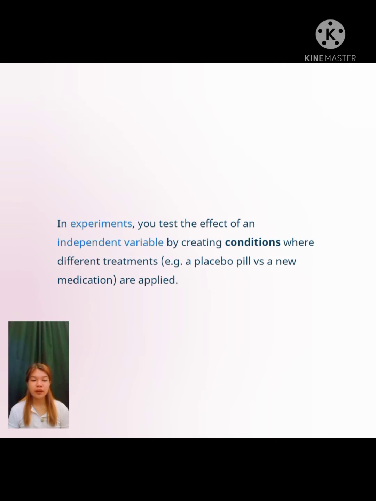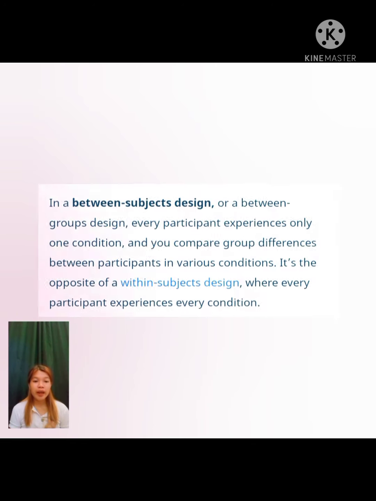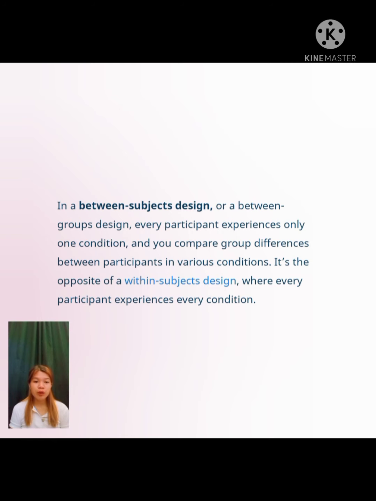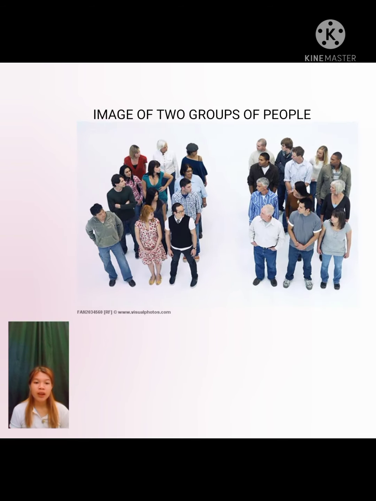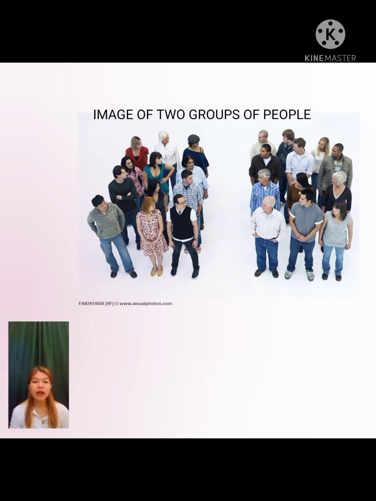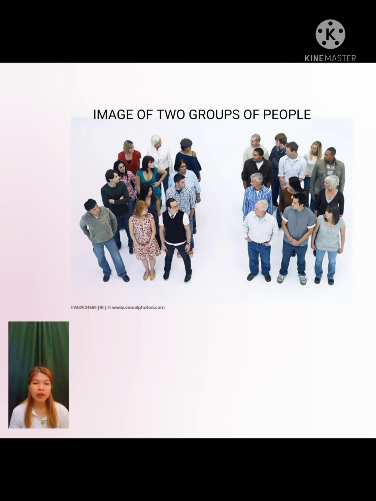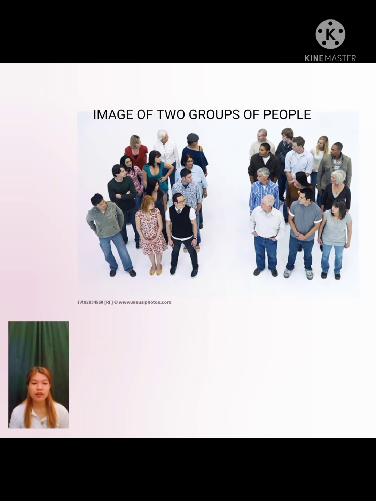In experiments, you test the effect of an independent variable by creating conditions where different treatments, like for example, a placebo pill versus a new medication, are applied. In a between subject design or a between group design, every participant experiences only one condition, and you compare group differences between participants in various conditions. It is the opposite of a within subject design, where every participant experiences every condition.